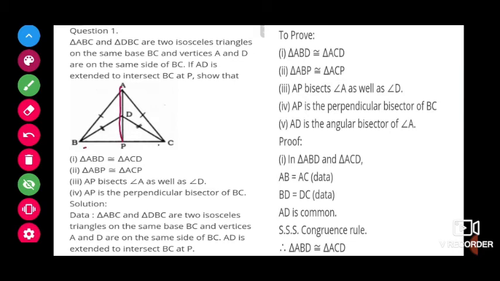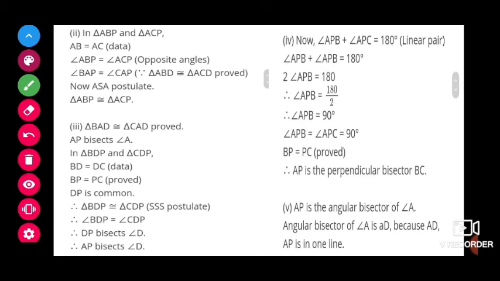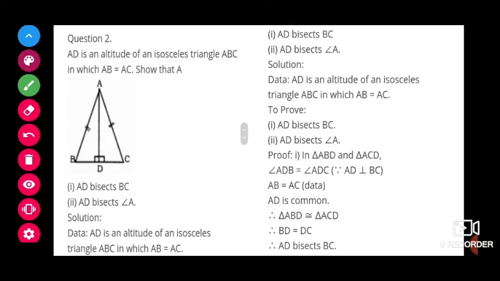Okay. Each and everything I explained in this figure only. Please go through, because without a figure I cannot explain this step. So I explained there only. You just go through the steps, each and everything. Okay. Next one, question number 2, children.